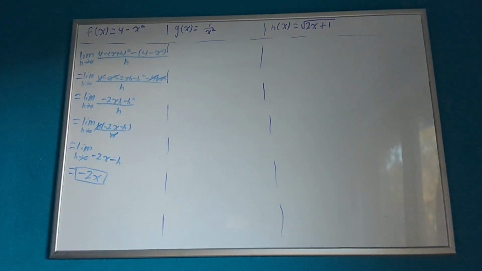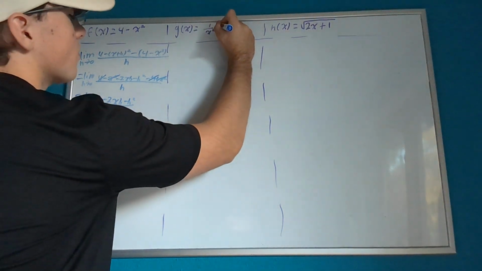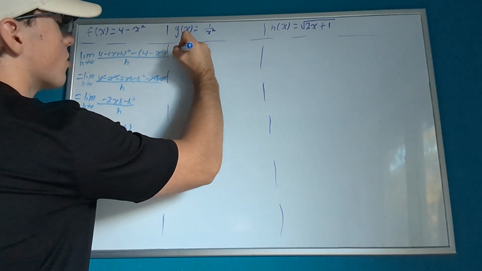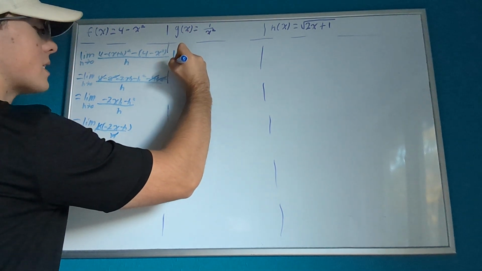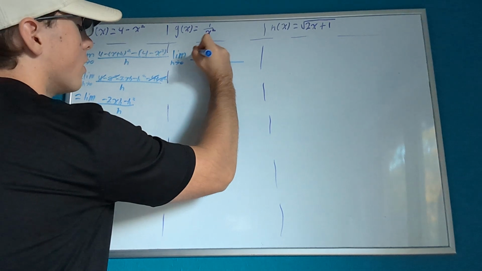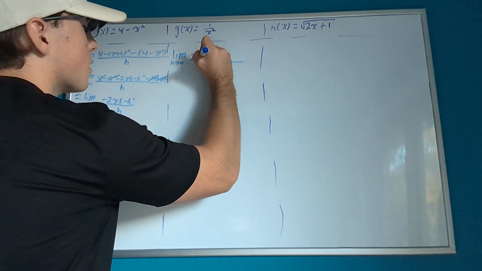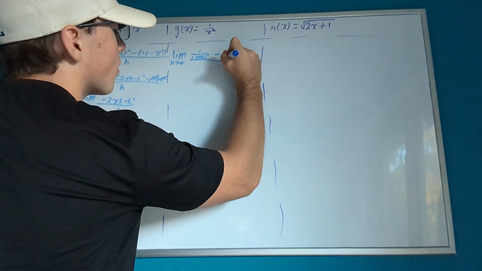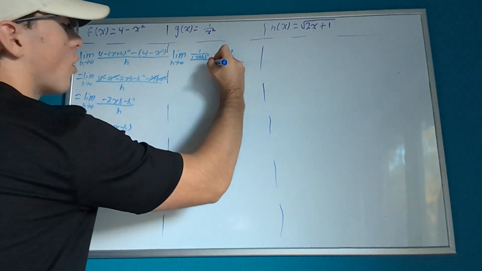Now let's move on to this function. I think it'll be fine like this, so we'll keep it as is. So now we want to start with the limit as h approaches 0 of, this will become 1 over x plus h squared minus 1 over x squared, and then over h.